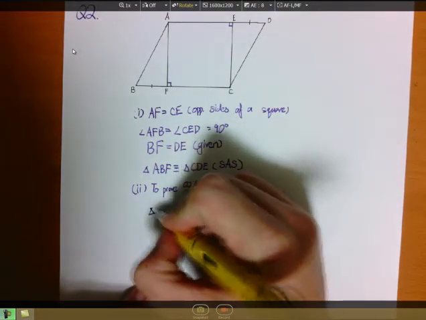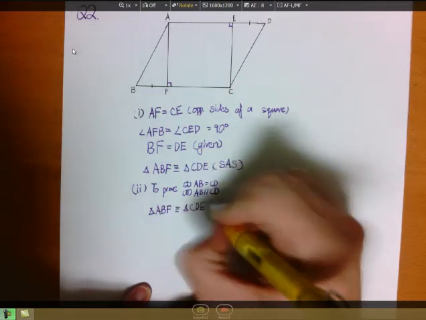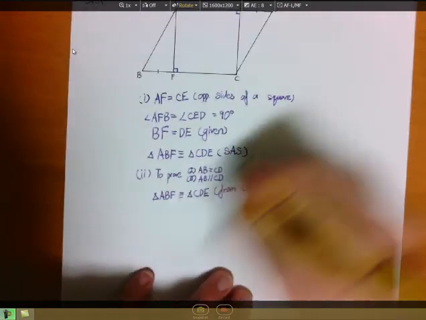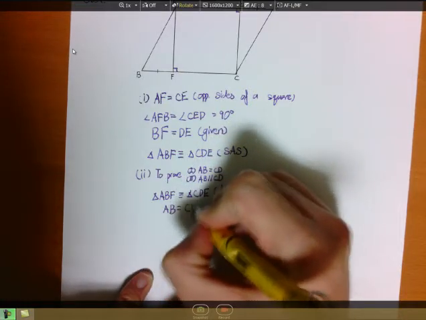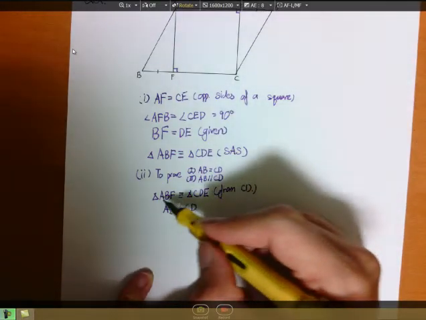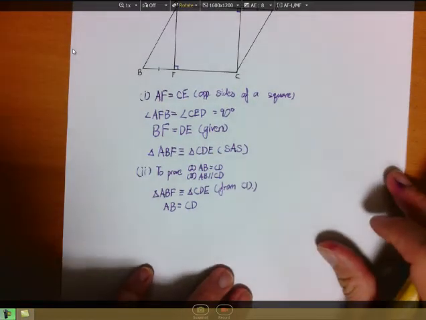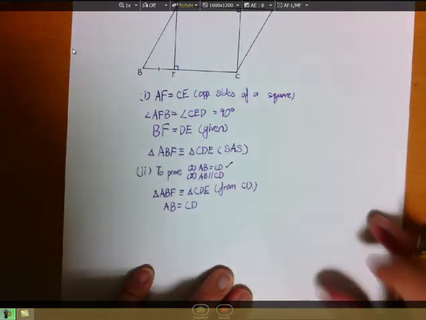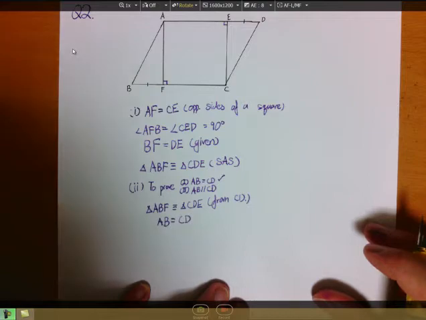So first I say triangle ABF is congruent to triangle CDE. This is from part 1. And therefore AB equals CD, because corresponding sides of congruent triangles must be equal. So I've done the first part here: AB equals CD. Next, we need to prove that AB is parallel to CD.